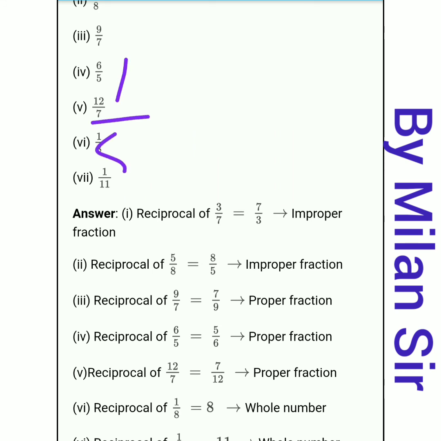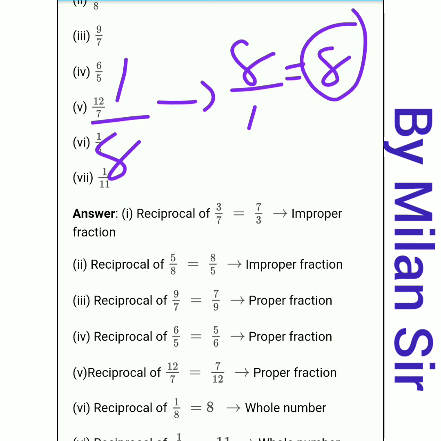Now 1 by 8, which is 1 divided by 8. Reciprocal of 1 by 8 is 8 by 1. Now 8 by 1 means 8, right? If we divide any number by 1, the answer is the same. So 8 by 1 is 8. So 8 is a whole number. Here it is given that we need to classify this into improper fraction, proper fraction, or whole number. So this is a whole number. Reciprocal of 1 by 8 is 8 by 1, which equals 8. It is a whole number.